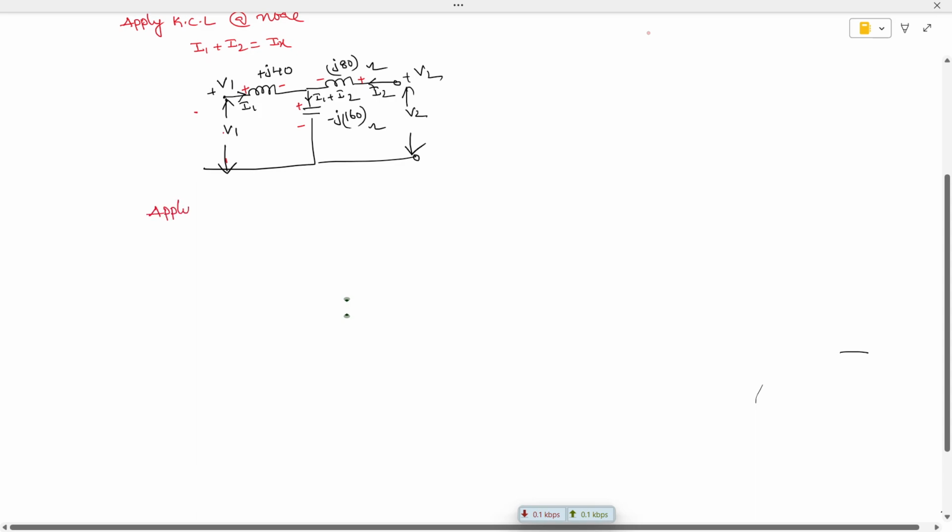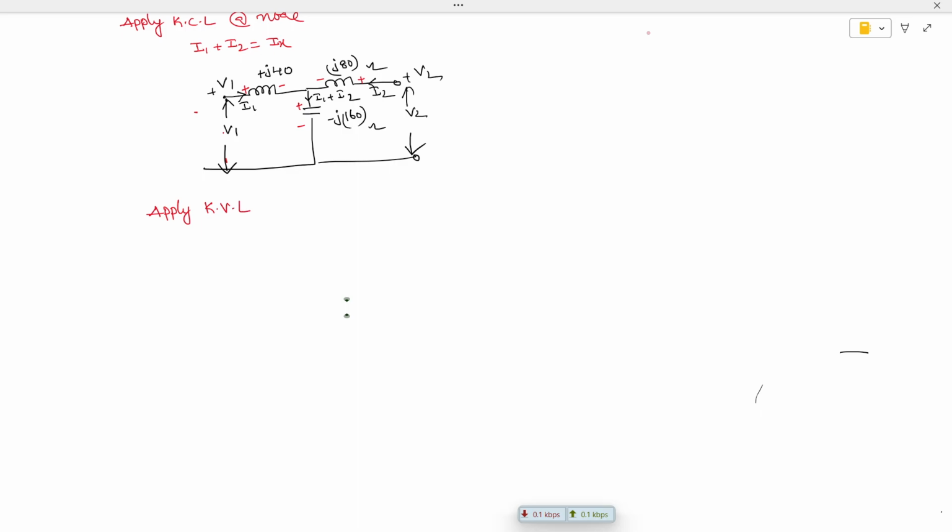Apply Kirchhoff's voltage law at the input port. So at this port, we are going to apply the KVL. Whenever the current is leaving, what is the polarity of the voltage, which is plus V1, and the current is flowing, what is the leaving polarity, minus I1 into J40, and the current, what is the leaving polarity, minus (I1 plus I2) into minus J160 is equal to 0.